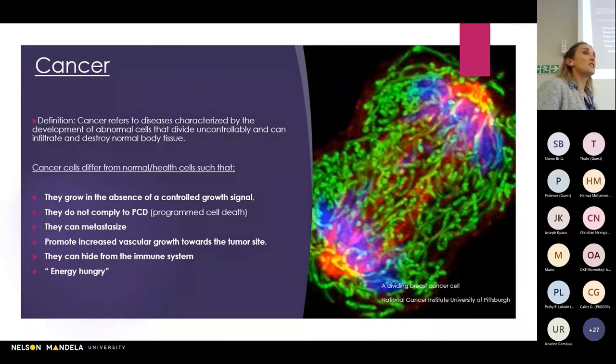So we know that cancer is defined as a disease that is characterized by cells that grow abnormally, that can infiltrate into normal healthy body tissue and ultimately lead to its destruction. The way that cancer cells differ from normal healthy cells is such that they can grow in the absence of a controlled growth signal. They don't comply with what is known as programmed cell death or apoptosis. They can metastasize or spread to different parts of the human body. They promote increased vascular growth towards the cancer site, and they can hide from the immune system as well as being energy and nutrient hungry.